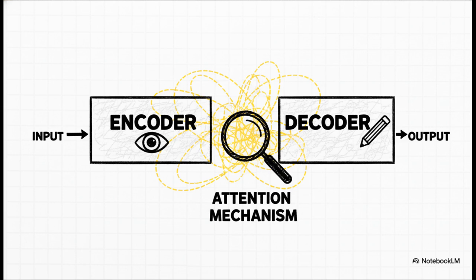See, older models would read a sentence word by word, and by the time they got to the end, they'd kind of forgotten what the beginning was about. The transformer's superpower is its attention mechanism. It lets the model look at the entire sentence at once and figure out which words are most important to which other words.